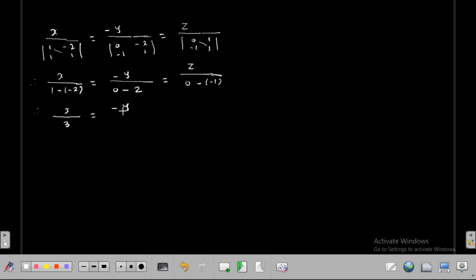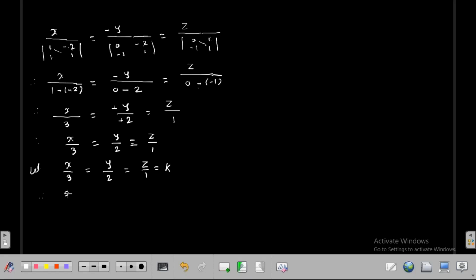minus y divided by 0 minus 2 is -2, equal to z divided by minus minus +1. So therefore we get x by 3 equal to y by 2 equal to z by 1. Now let this constant x by 3 equal to y by 2 equal to z by 1 equal to k. Now equate with this k.